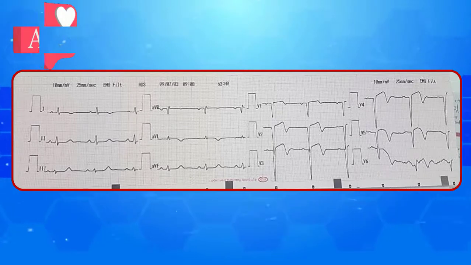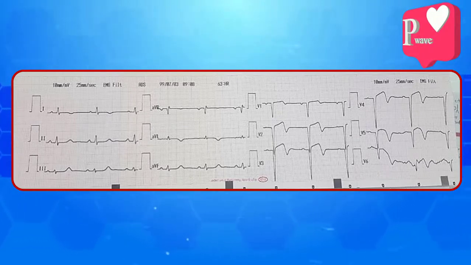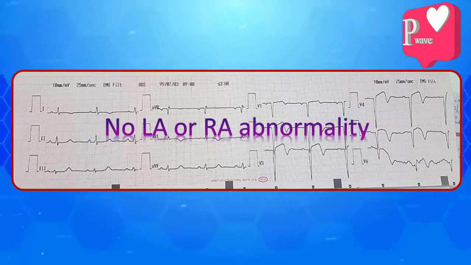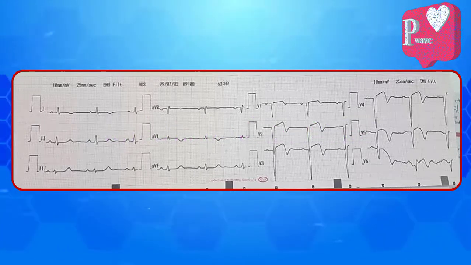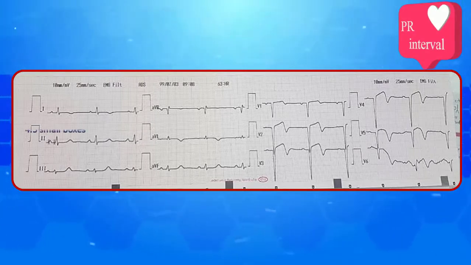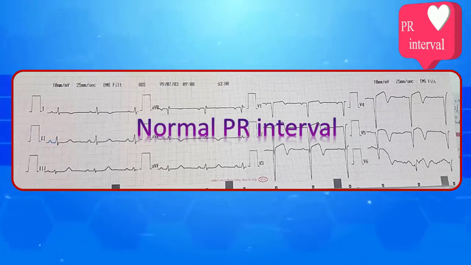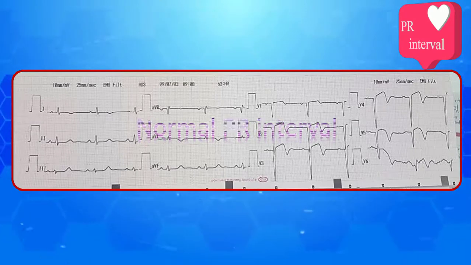Fifth section is examining the P-waves. As we said before, the P-waves are sinus. Both amplitude and duration of the P-waves are 2 small boxes. Therefore, no LA or RA abnormality is present. Sixth step is the PR interval. The PR interval is 4.5 small squares, which is within normal ranges. So, no AV nodal block, including first-degree AV block exists.